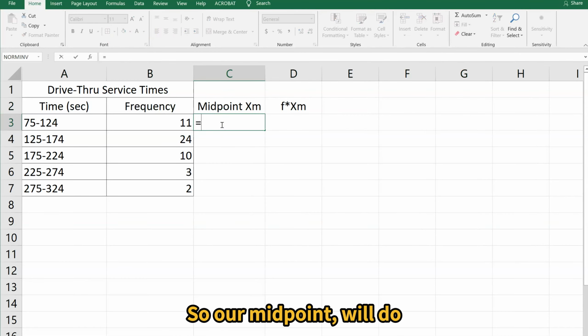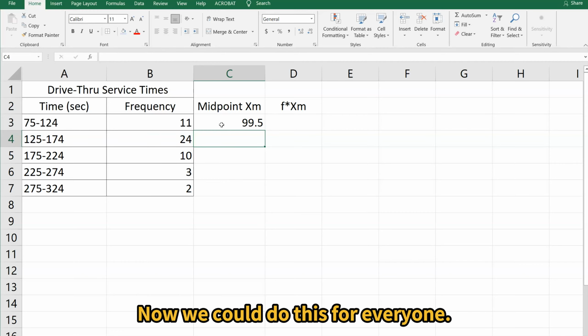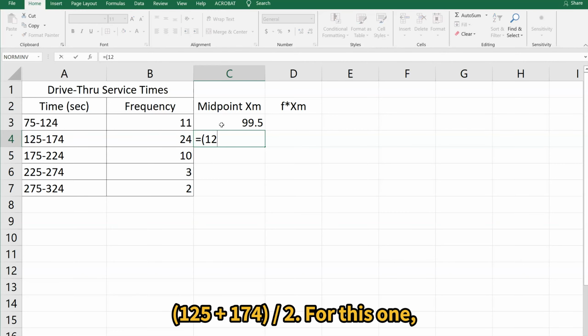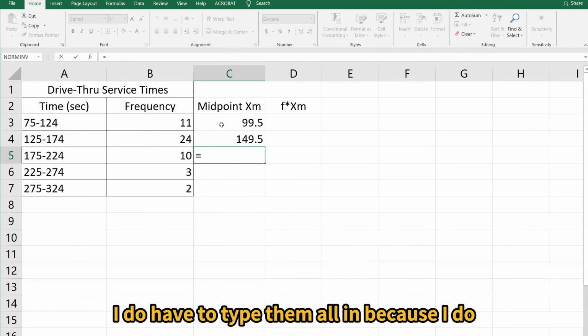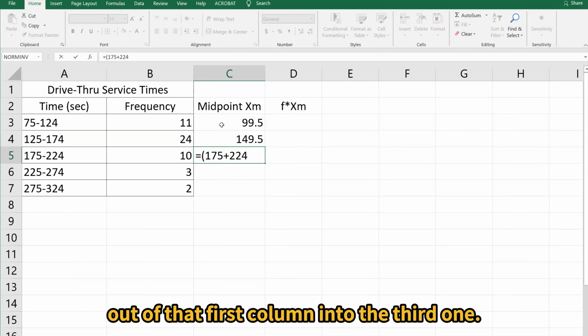So our midpoint, I'm going to get Excel to calculate it, 75 plus 124, and divide by 2. There's my 99.5. Now, we could do this for every one. 125 plus 174 divided by 2. For this one, I do have to type them all in because I do not have an easy way of getting these numbers out of that first column into the third one.